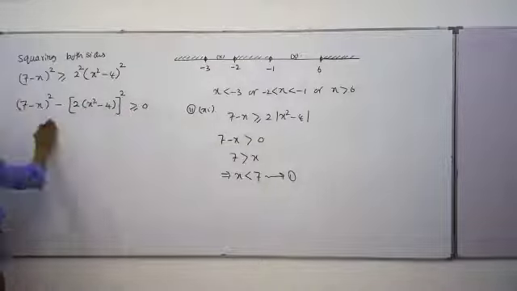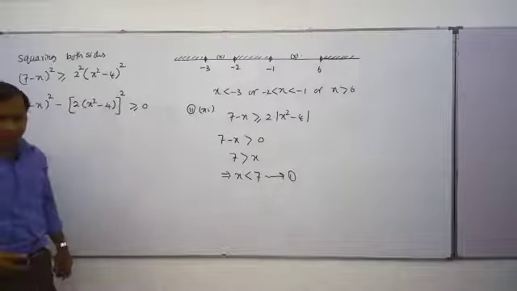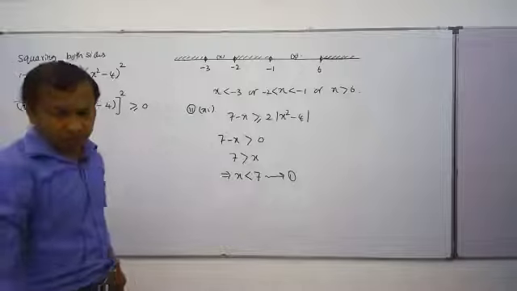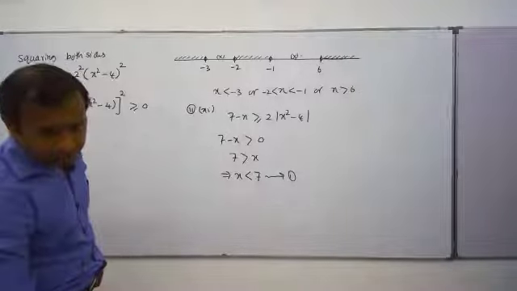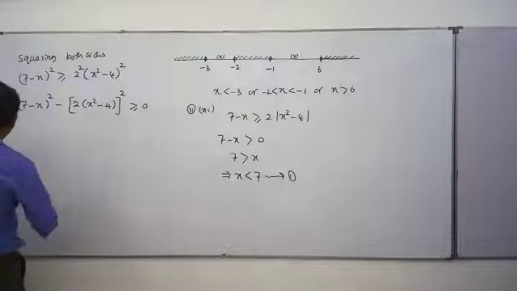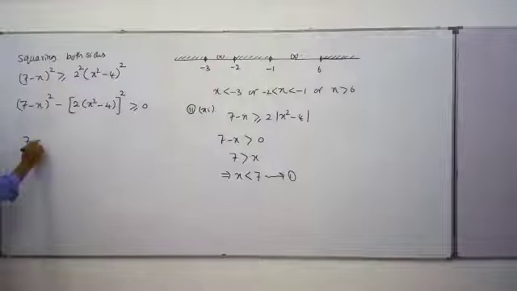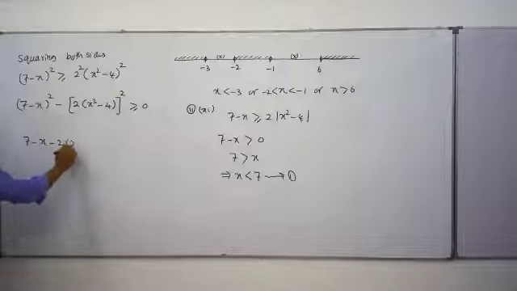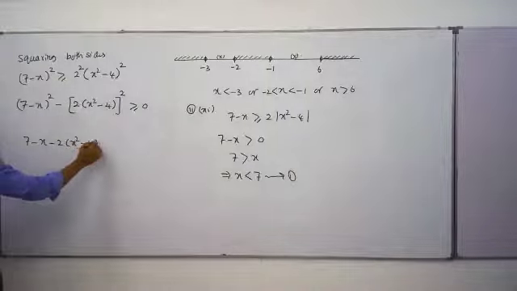Now factorize this. Take in difference of 2 squares. Thereafter, you can take the range of x. Right now, here when you factorize this, 7 minus x, a minus b, minus 2 times x squared minus 4.